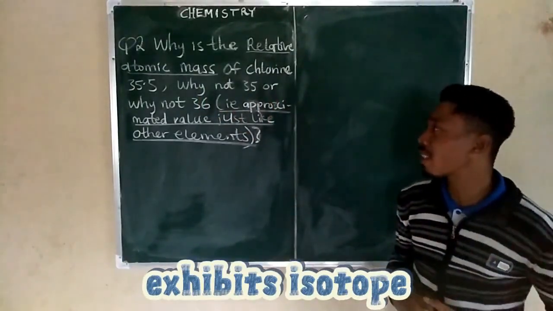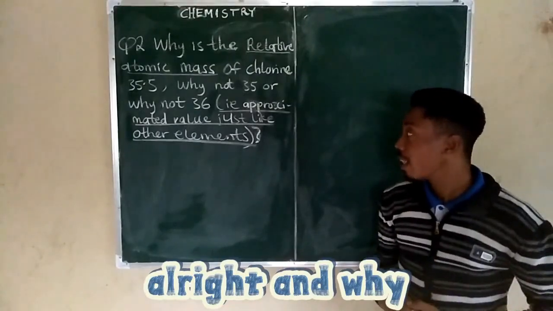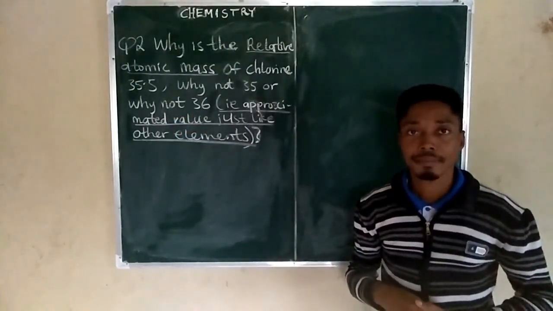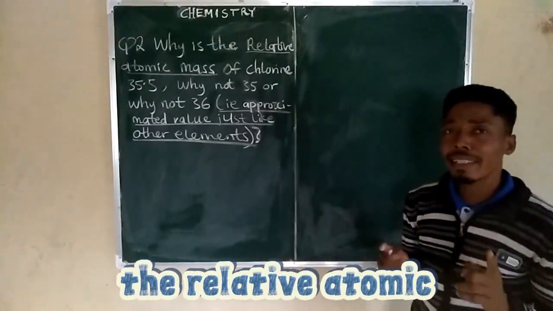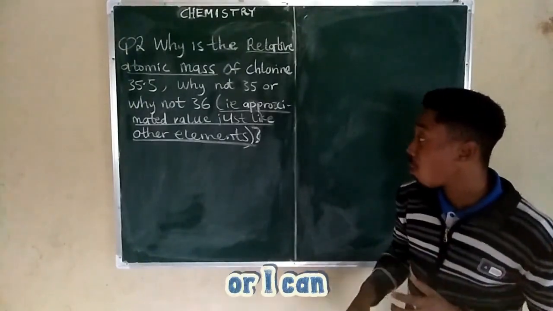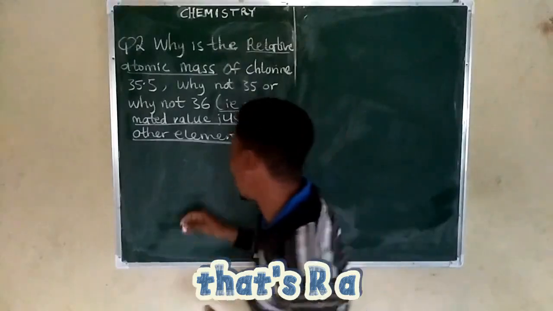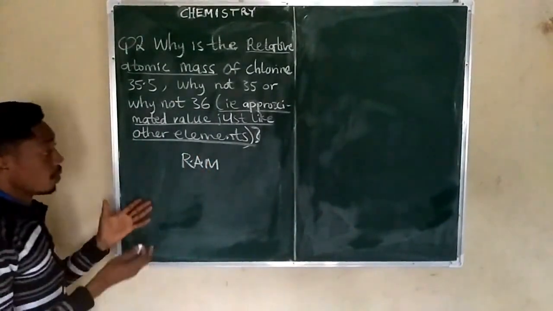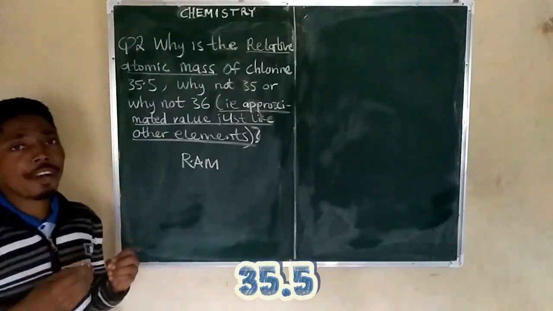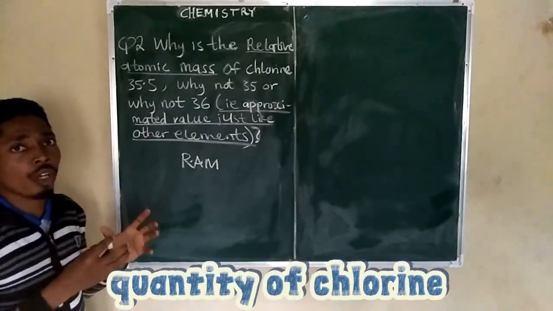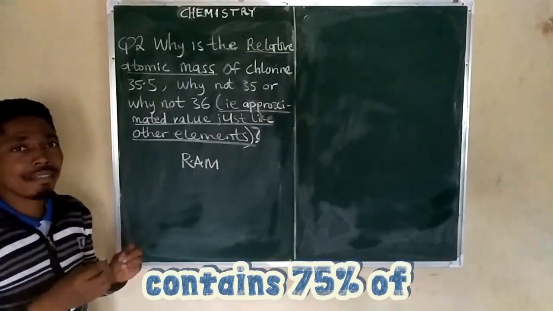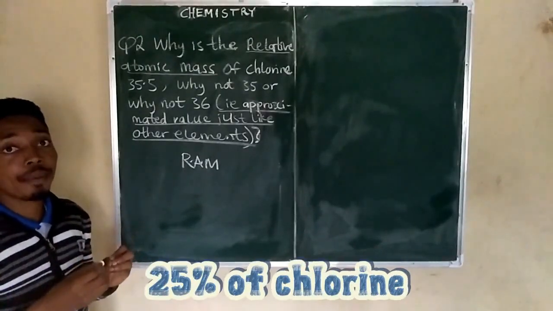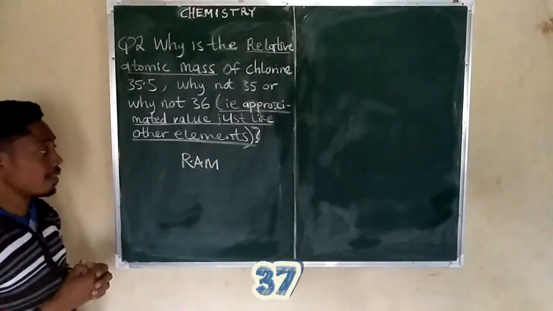Of course, chlorine exhibits isotopy, alright? And why is it 35.5? The relative atomic mass, or I can call it RAM, of chlorine is 35.5 because a given quantity of chlorine contains 75% of chlorine-35 and 25% of chlorine-37.